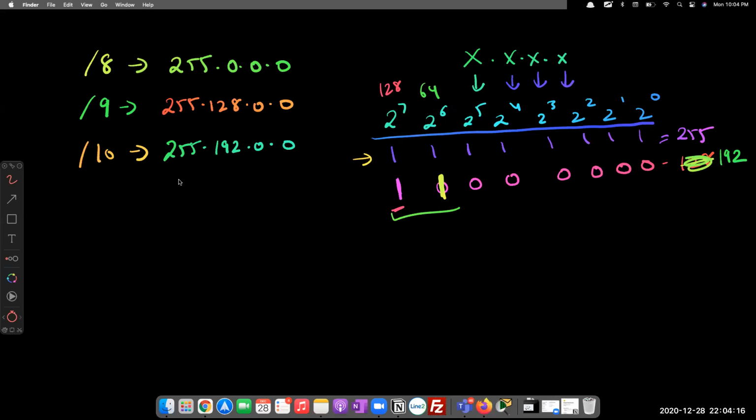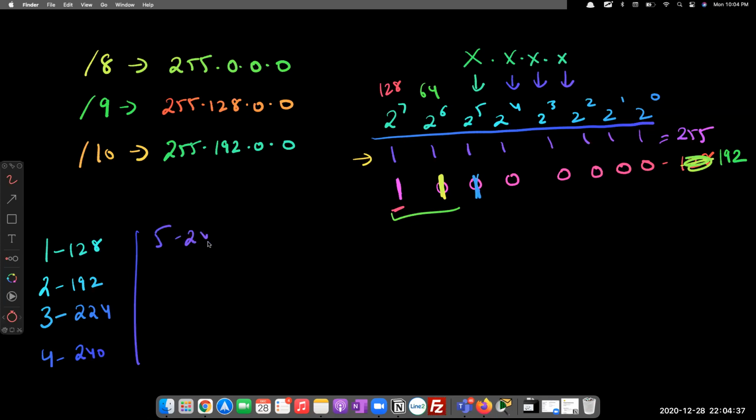So I'll give a very simple formula. You don't have to calculate every time. Whenever we add one bit, you always add 128. When we get two, 192. When we have three network bits, three ones, we always get 224. For 4 bits, we get 240. For 5 bits, we get 248.